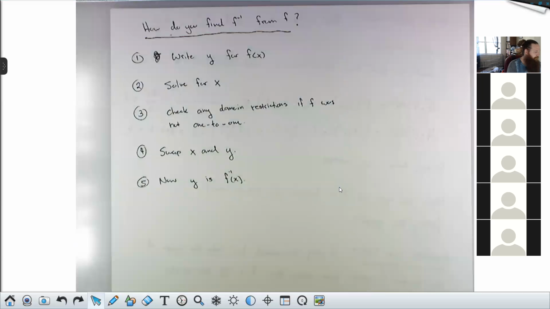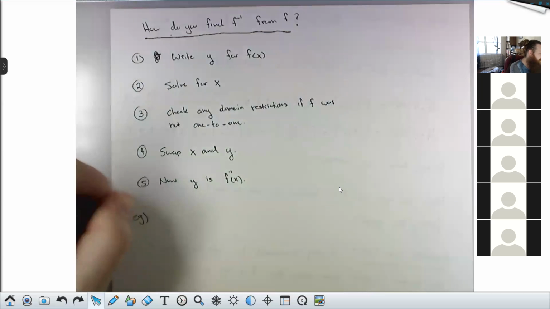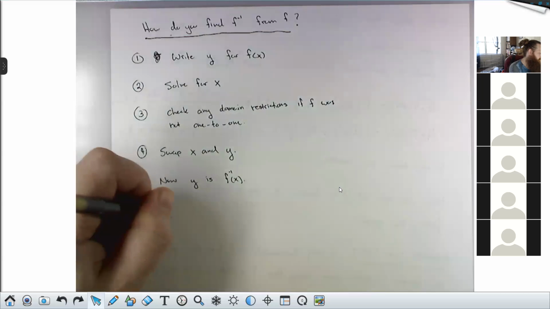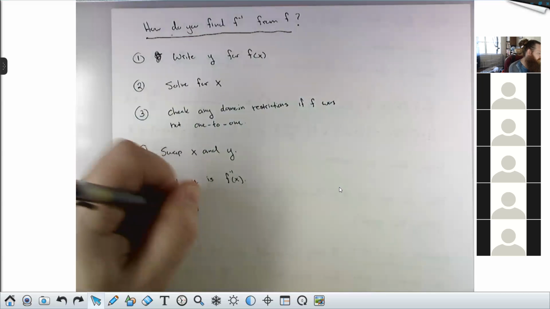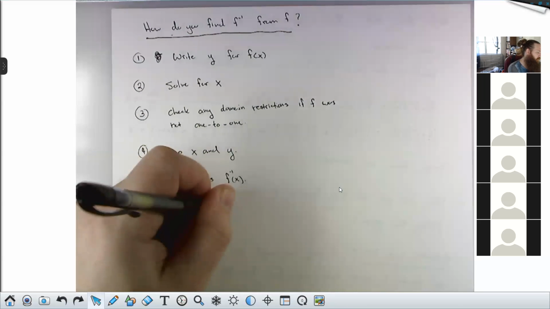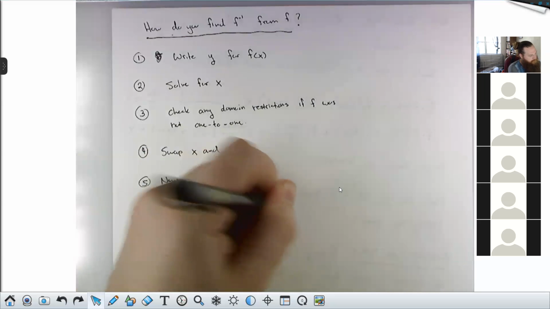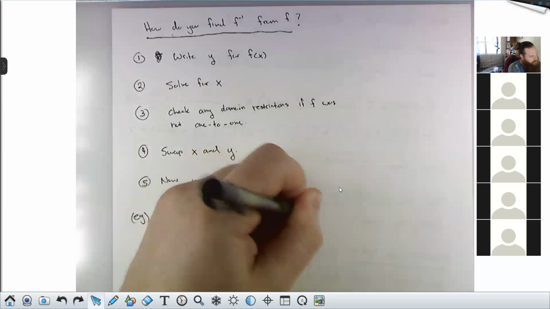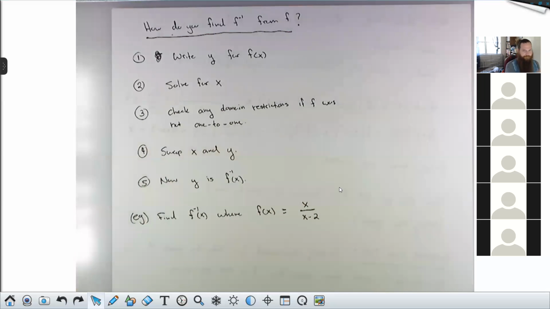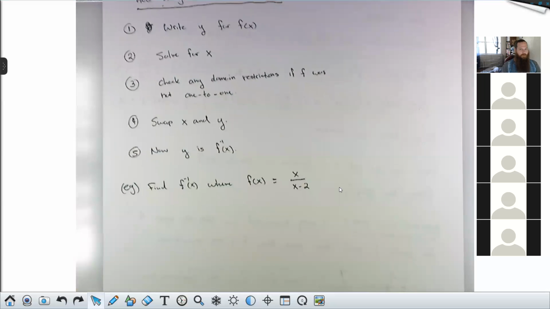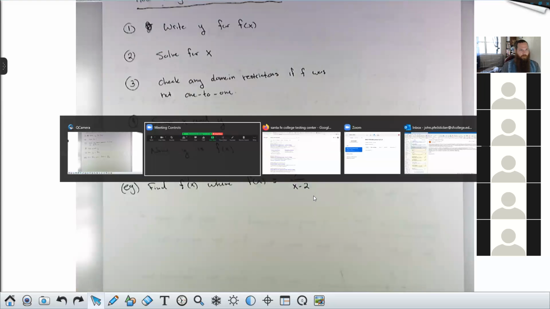All right, let's do it. Can I ask a question? Let's find f inverse of x, where f of x, the original function, is x over x minus 2. Now your first thought would be, is this function one-to-one? You might not know what the graph of this looks like. Let me just show you in Desmos really quick.